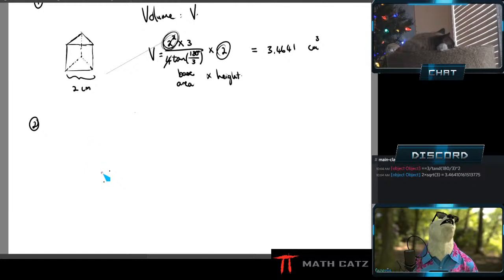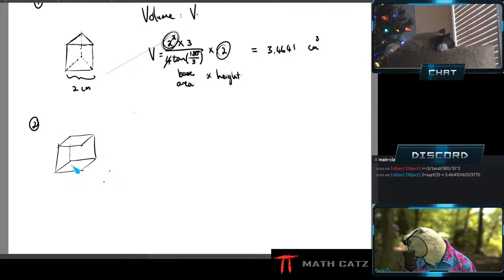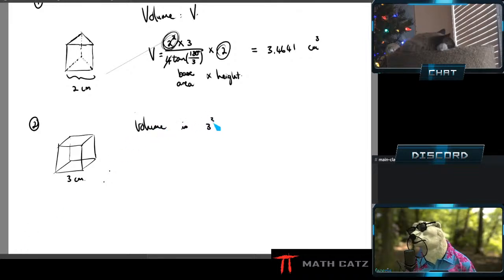A square prism with side length 3. That's a little boring, but okay. 3, let's call it centimeters. It's a cube. Do I know the volume? Volume is 3 cubed, which is 27 cubic centimeters.